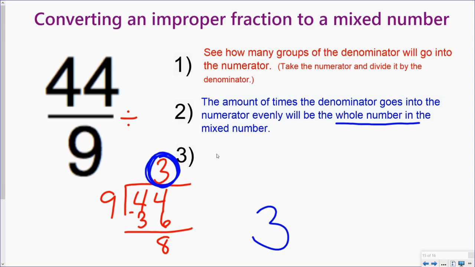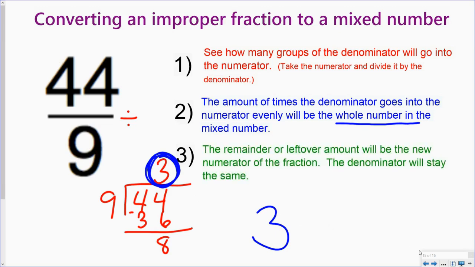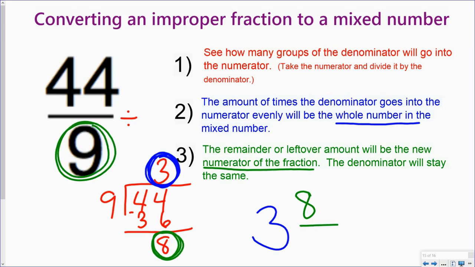And now the next step, it says the remainder or leftover amount will be the new numerator of the fraction. So if I take a look at that, the leftover amount here is this 8. And it says that that's going to be the new numerator of the fraction. So my 8 is going to go here. And then it says the denominator will stay the same. So if this is 9, then my denominator is going to stay 9.